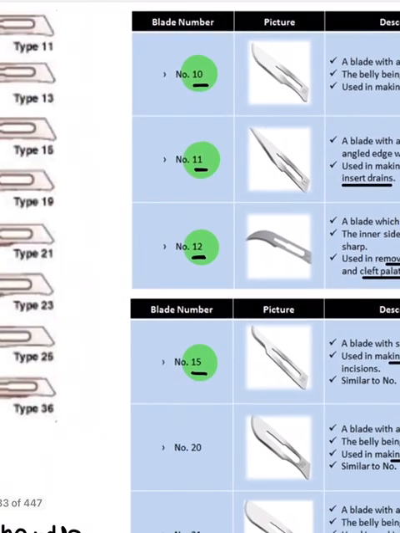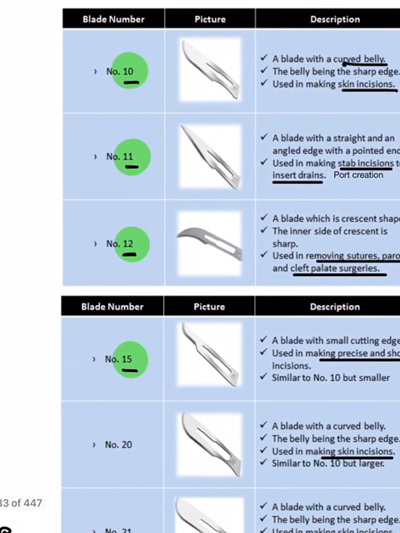See 10, so if you see the photo 10, this has a curved belly, okay, and this is used for making skin incision. Just recall 10 for skin. Then 11, if you see guys, instead of a curved belly, what do you see? The blade is straight and angled, so this is used for making stab incision, port creation, and drain insertion. So there are three things that you need to remember for number 11: stab, port, and drain.